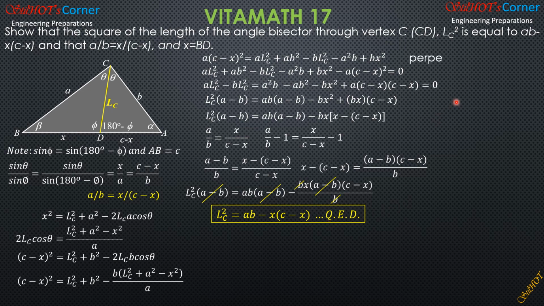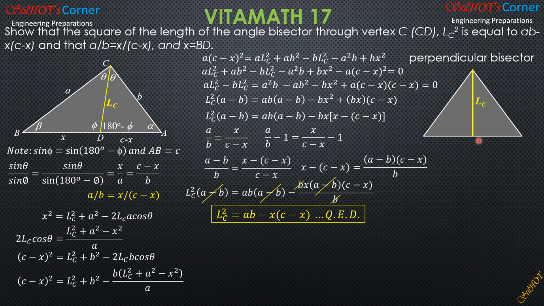Now let's have the perpendicular bisector. How to apply this? When we have a perpendicular bisector, this angle bisector becomes a perpendicular bisector if this triangle is isosceles. So we have an isosceles triangle. This is the perpendicular bisector, which is also the angle bisector if that's an isosceles triangle, so that it is perpendicular to the opposite side and it bisects the opposite side.